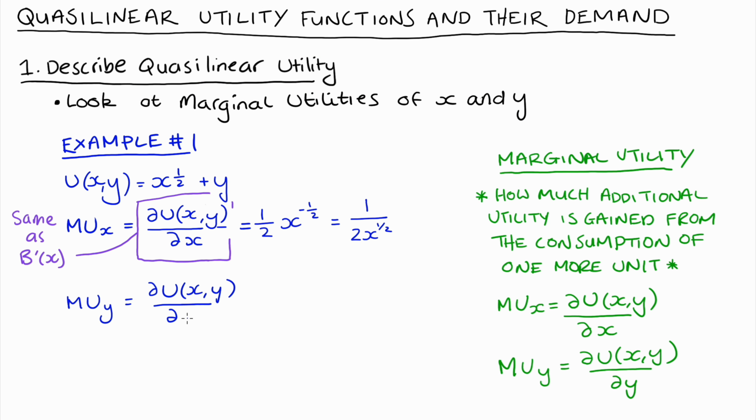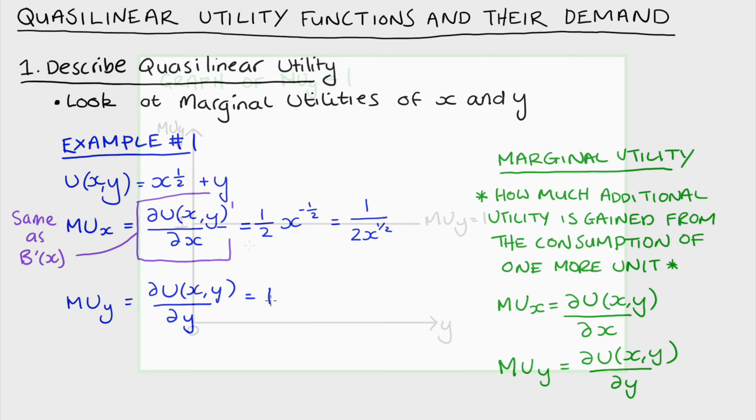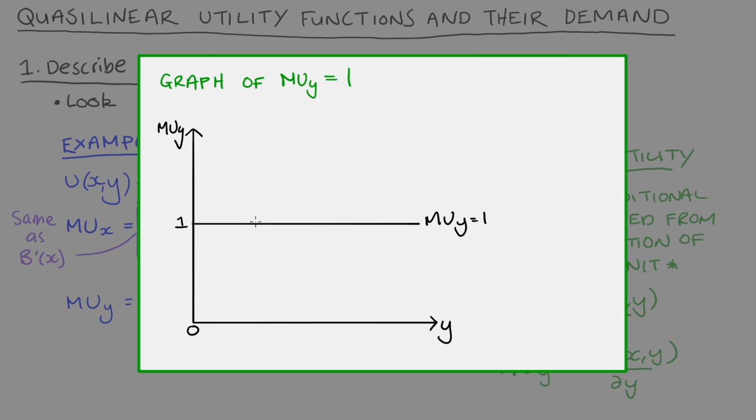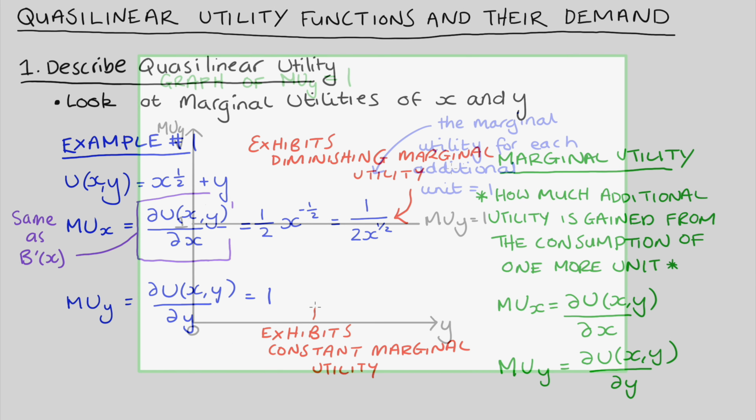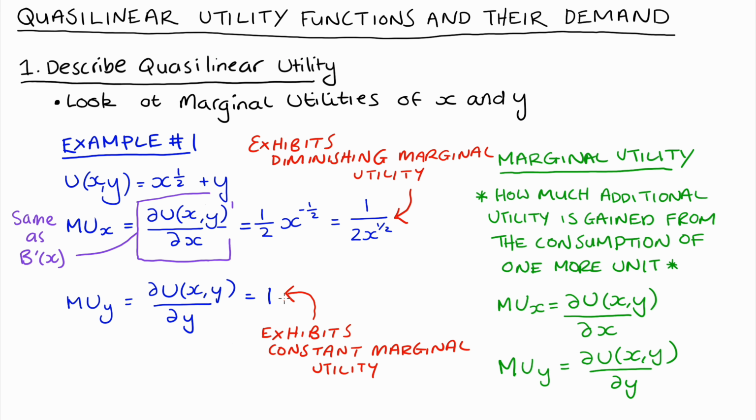All right, well, the marginal utility of y, for our first example, will be the partial derivative of our utility function with respect to y, and that's just equal to 1. So it's a constant, and that's really the linear nature of y. The graph looks like this. For each unit that our consumer consumes, the additional utility is positive, and it's always the same. It's always equal to 1. So we have diminishing marginal utility in x and constant marginal utility in y.